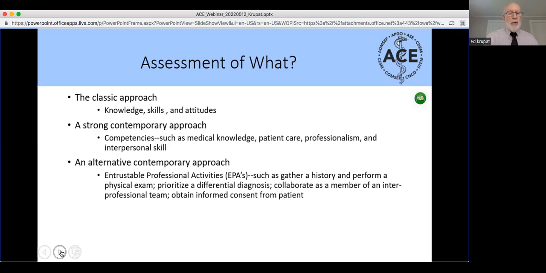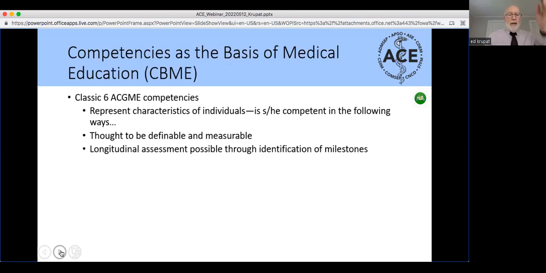And the entrustable professional activity, or EPA movement, became really what grabbed medical education. More specific, more precise, more concrete, and hypothetically more measurable because one, it was about activities, and we could identify the activities that interns needed to have on day one. And two, it gave us physicians a good way of thinking, and that is, can we entrust?